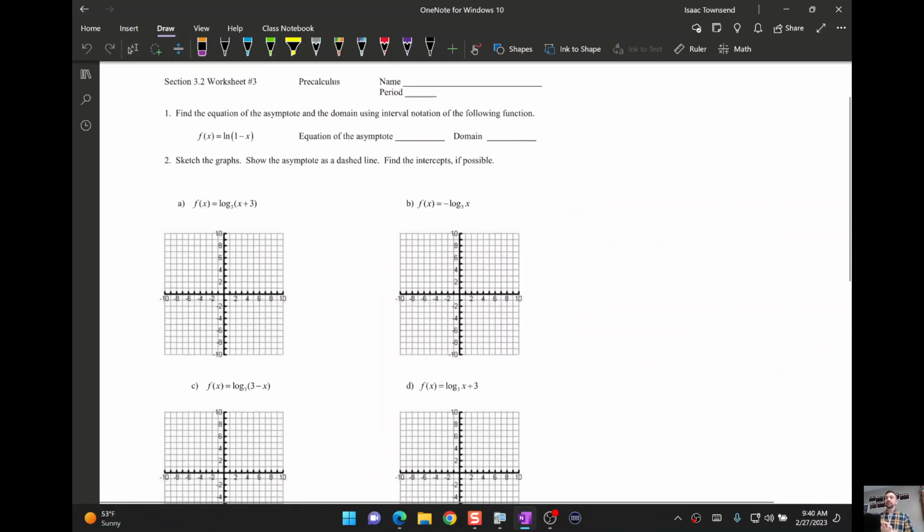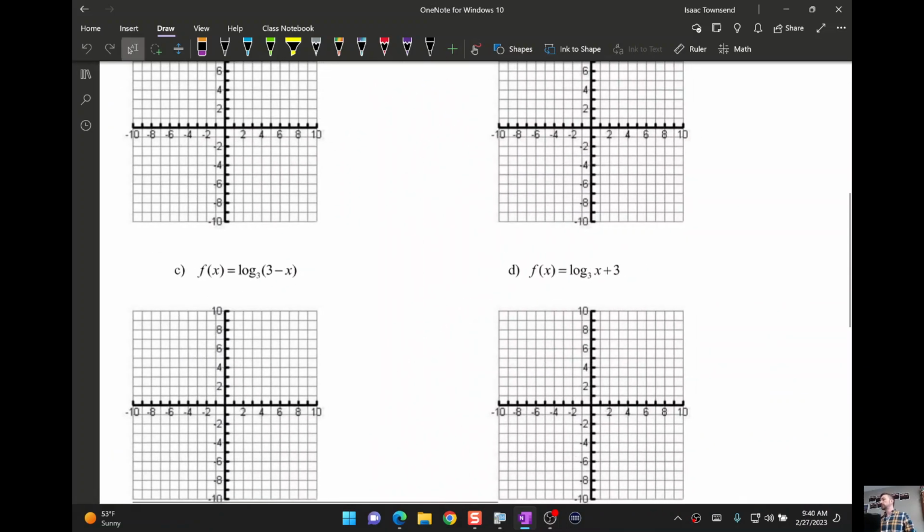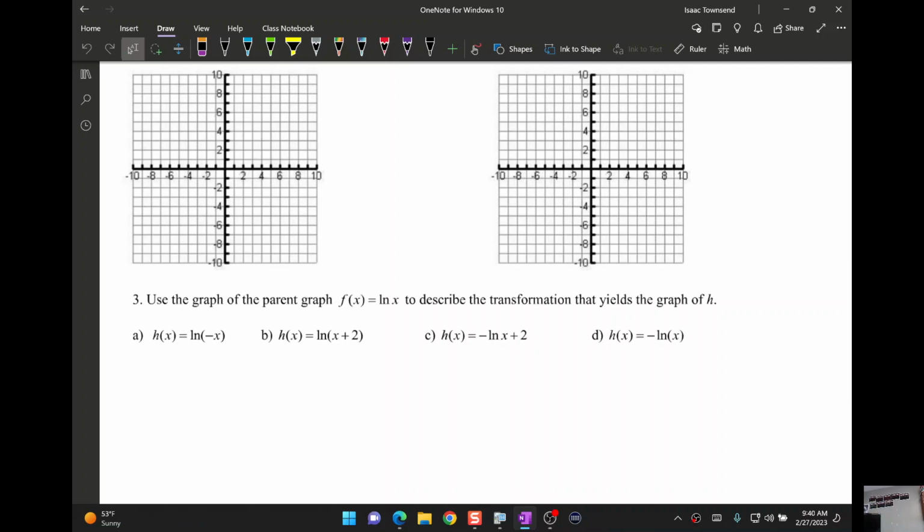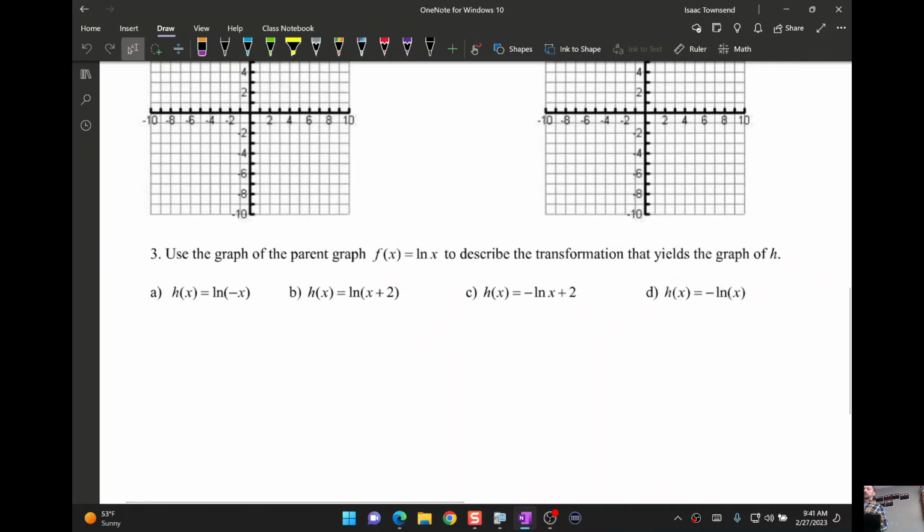So some of the same stuff, reinforcing some of the more commonly overlooked things, but also reviewing those transformation rules and specifically the y-axis reflections. Now on worksheet 3, I actually would like to do this one backwards. I think it makes sense to start off with 3, where we just review the transformation rules, then we apply those to graph them in number 2, and then we can see how that helps us with question 1.